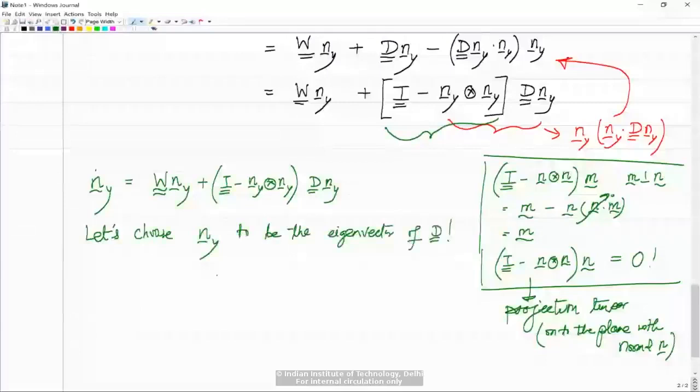That means d times, suppose the eigenvector is, what should I say, maybe nd for the eigenvector of d. This will be equal to the eigenvalue of D, and let's denote that by maybe delta, times nd. Okay, I'm really using some crazy notations here, but just understand that delta is the eigenvalue and nd is the corresponding eigenvector. And remember that there will be three of them perpendicular to each other because D is a symmetric tensor.